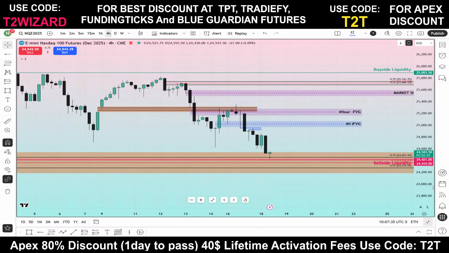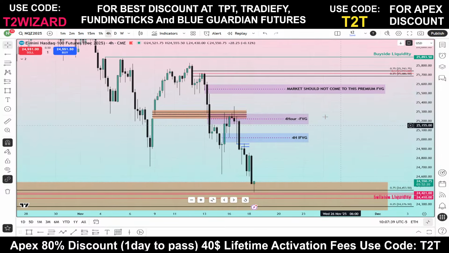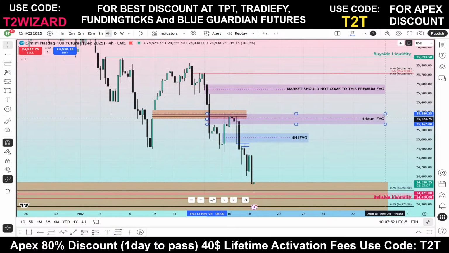Now from the 4-hour chart, what did I tell you or show you yesterday? It's not from yesterday. It's from after that candle. It was from last Friday. So this gap I marked over here last Friday when the price was working. That was a discounted fair value gap. It's a premium fair value gap.